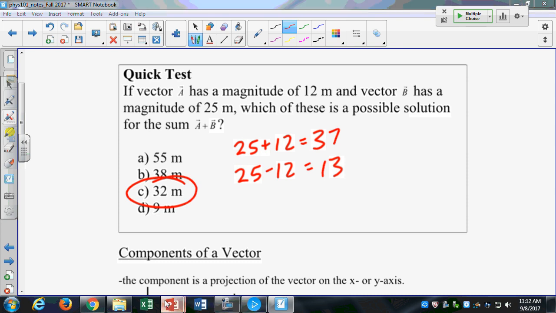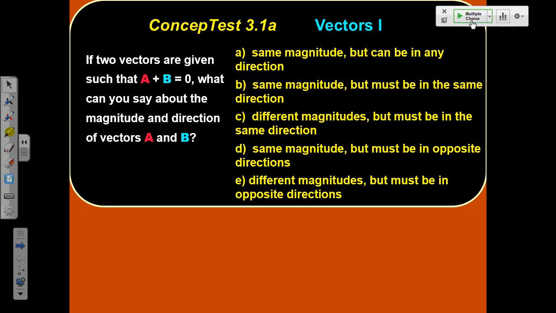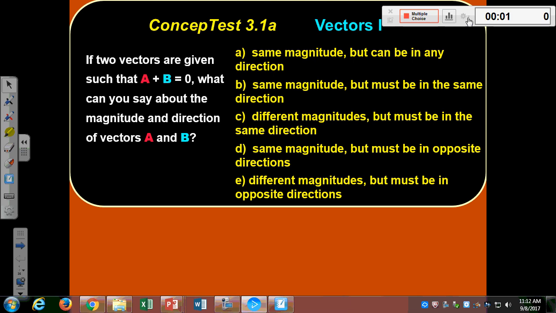All right, let's do a few quicker questions. Think about how your vectors are oriented with these, and you probably will have a question like one of these. We don't have a whole lot of these, but you probably have some questions similar. Two vectors are given such that the sum, A plus B, is equal to 0. What can you say about the magnitude and direction of those vectors, A and B?